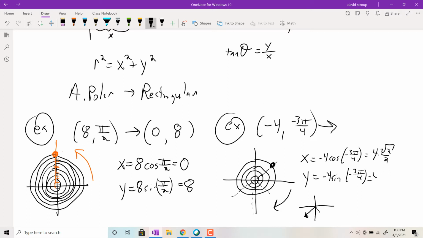And likewise for this one. It's going to end up with 2 root 2, comma 2 root 2. So that'll give you 2 root 2, comma 2 root 2. Okay. So in the rectangular coordinate system, you go out 2 root 2 somewhere right here, and then if you go up 2 root 2, you'll get there. And of course, this distance is the 4. Okay.